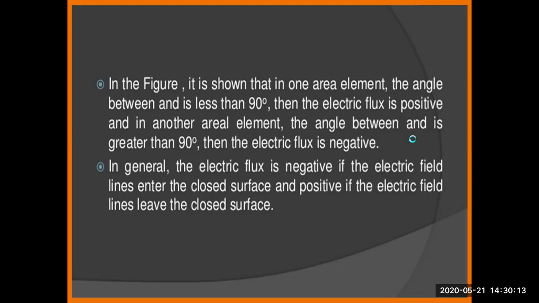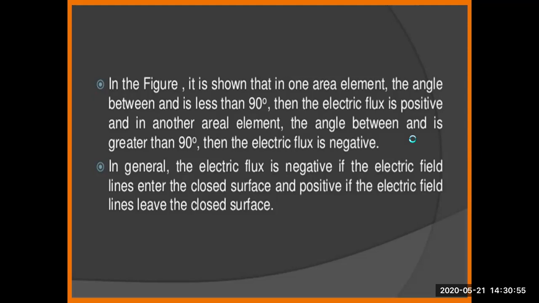You can read from here. The first point is that electric flux is negative when the electric field lines enter the closed area, and electric flux is positive when they leave the closed area. One more thing: in the first point, if the angle between the field and the area element is greater than 90, then the electric flux is negative. If it is less than 90 degrees, then it is positive. So this also depends upon the angle.